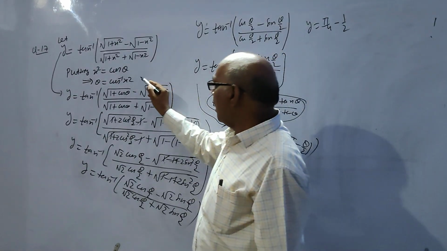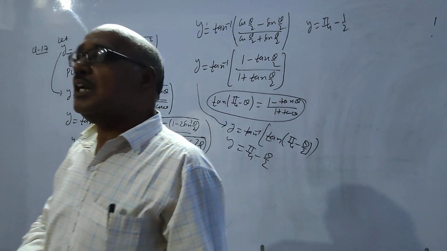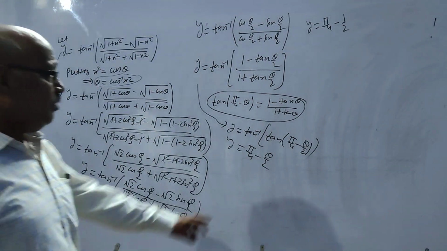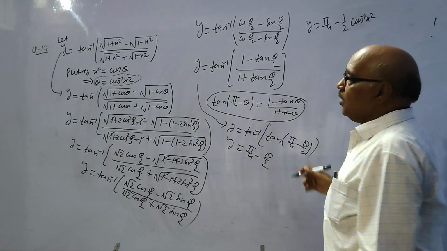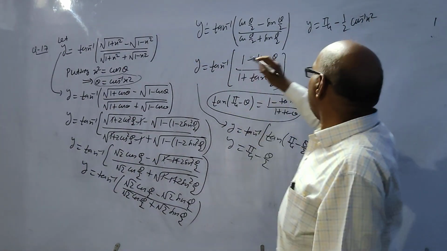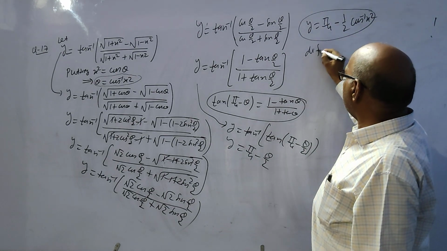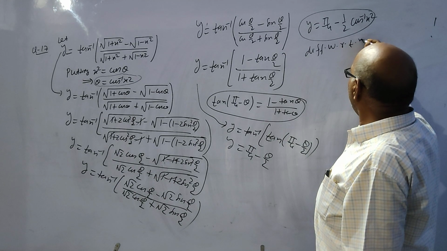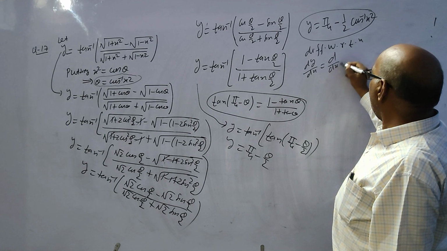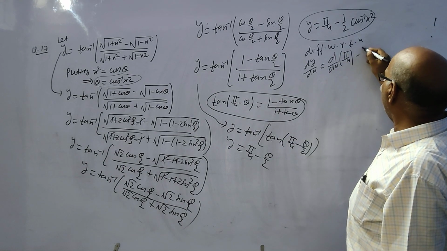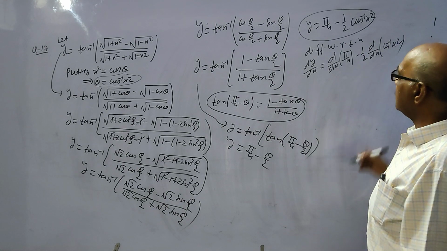What is the value of theta? Theta is equal to how much? That is cos inverse x square. So this theta will be replaced by cos inverse x square. Now this result is converted into this form. Now differentiating with respect to x. dy over dx is equal to d over dx of pi by 4 minus 1 by 2 d over dx of cos inverse x square.